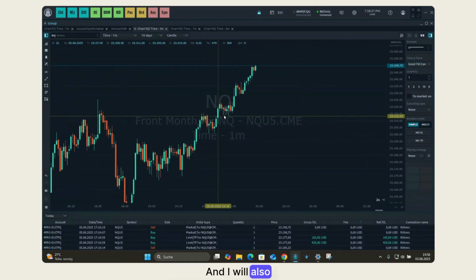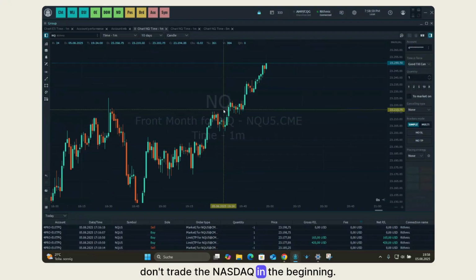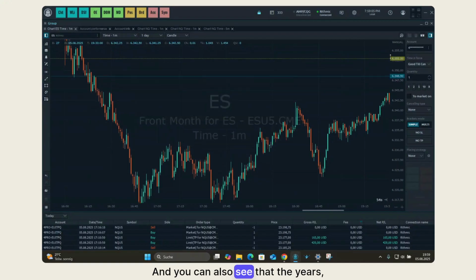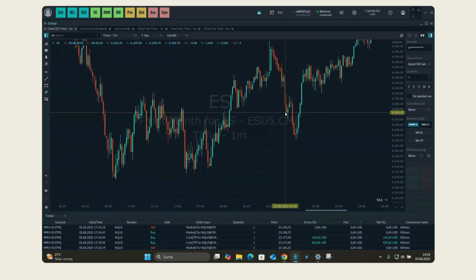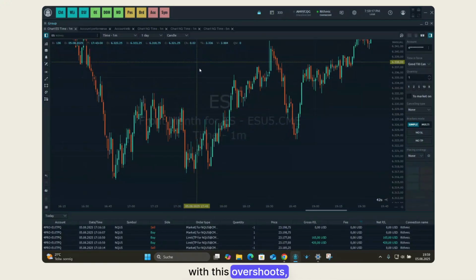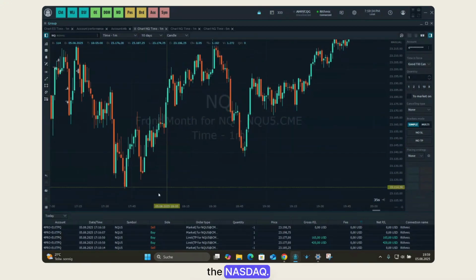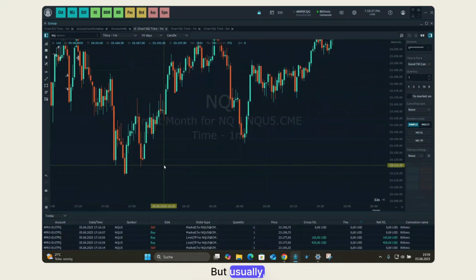And I will also tell you, don't trade the Nasdaq in the beginning. Start on the S&P 500, start on the ES. And you can also see that it doesn't happen as often on the ES, this overshoot, because if we look here at 2040 and then we go to the Nasdaq, okay, bad example, but usually, or you see it here, it's a good example.